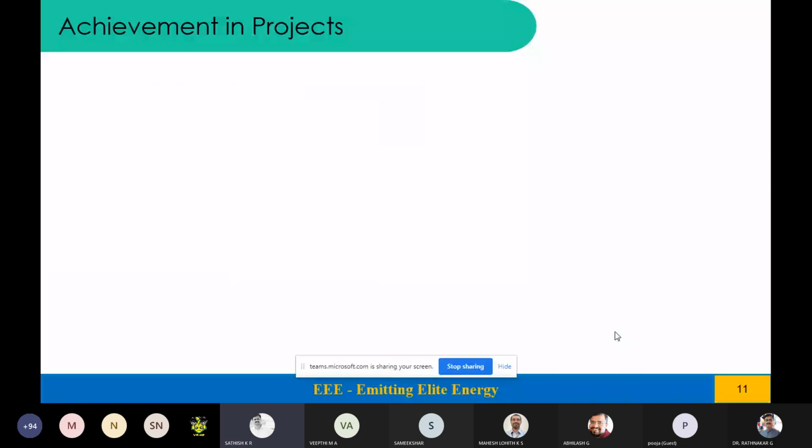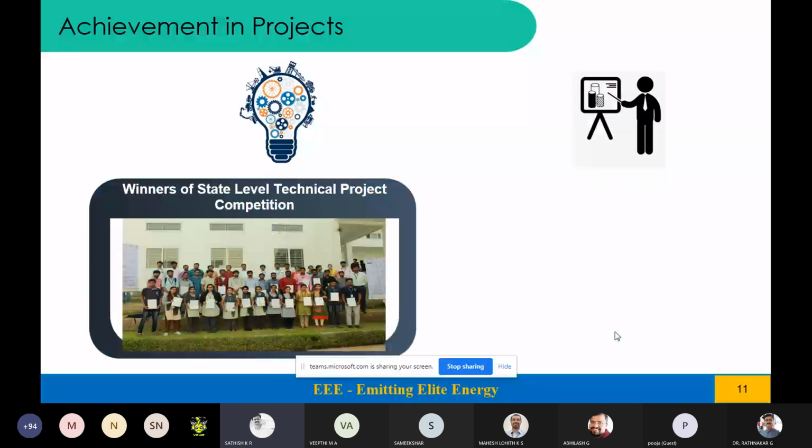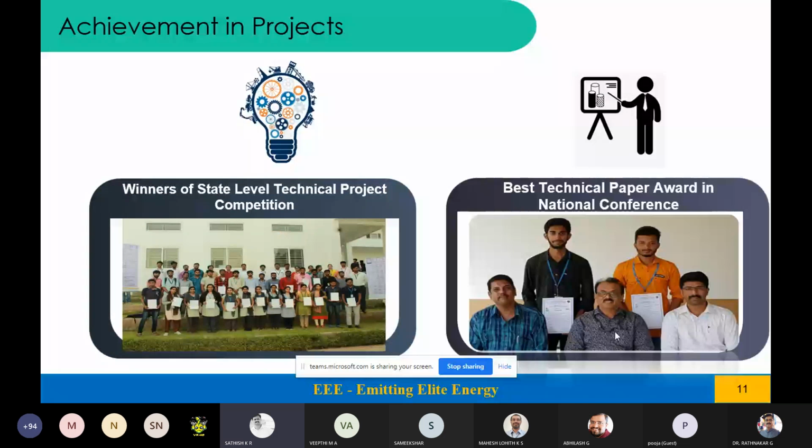Achievements in projects. We can observe here a project which won in the state level technical project exhibition or project competition, that is Avagama. And one more, a paper presentation in a national conference. Our students got a best technical paper award in 2018-19.